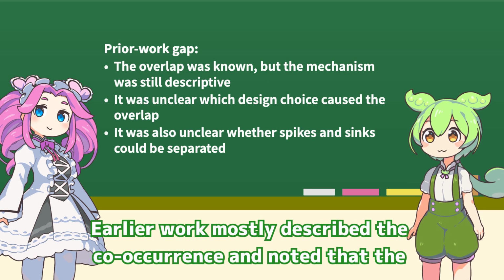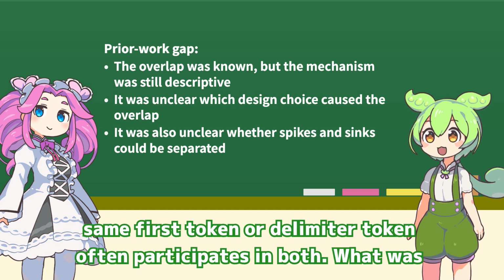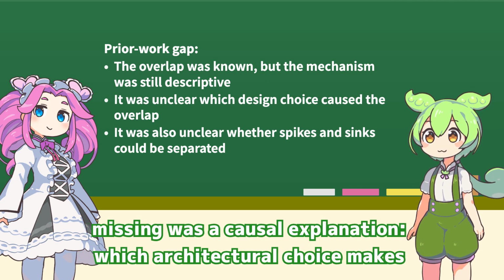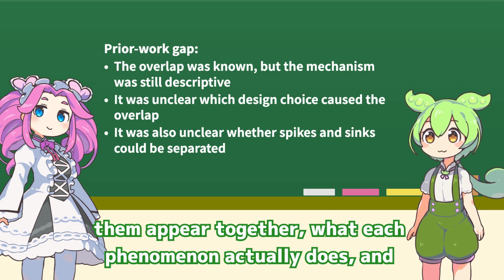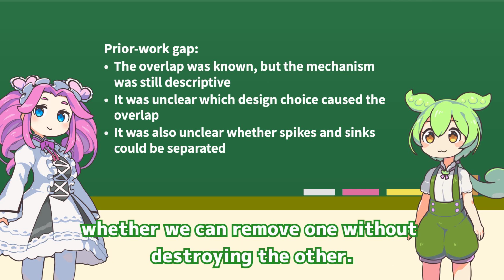What gap in earlier work is the paper trying to close? Earlier work mostly described the co-occurrence and noted that the same first token or delimiter token often participates in both. What was missing was a causal explanation. Which architectural choice makes them appear together? What does each phenomenon actually do? And whether we can remove one without destroying the other.